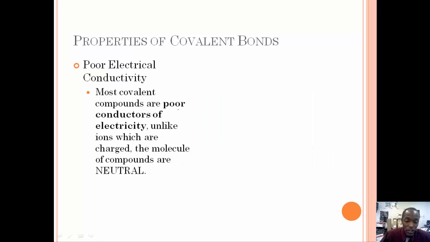And then we know that electrical conductivity is very poor with covalent bonds. Most covalent compounds are poor conductors of electricity. Unlike ions, which are charged, remember we have a positive or a negative ion, the molecules of covalent compounds are neutral. That means they have no charge. They are balanced out.